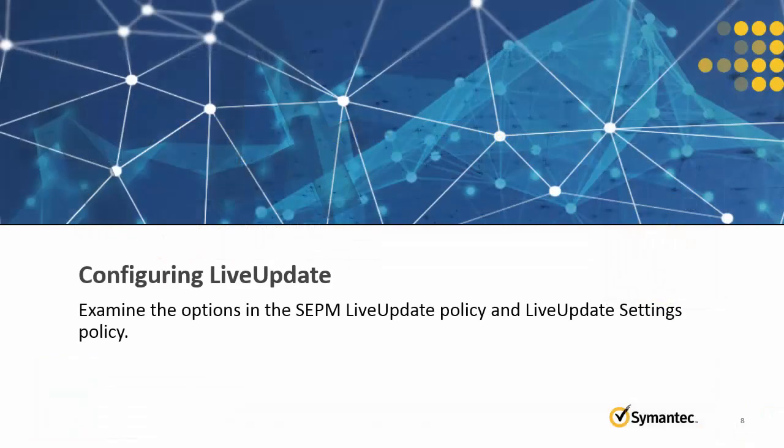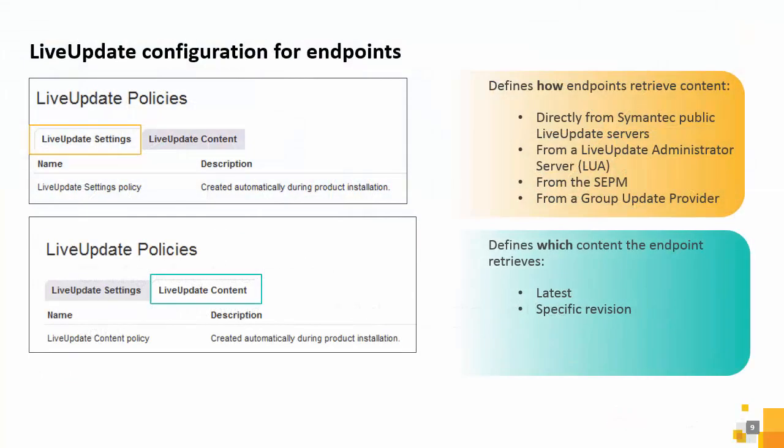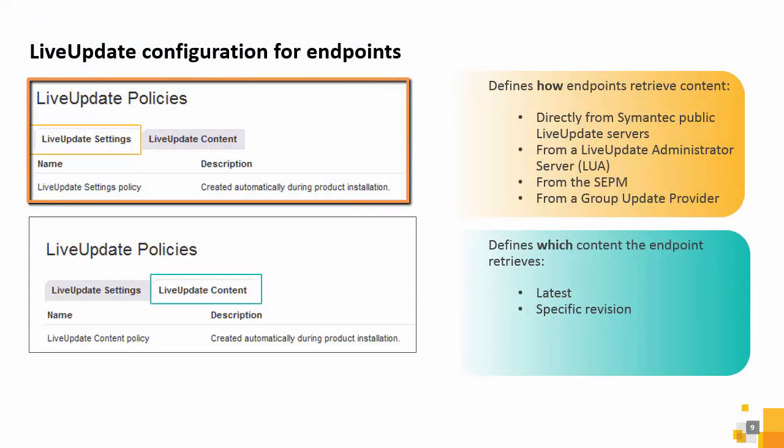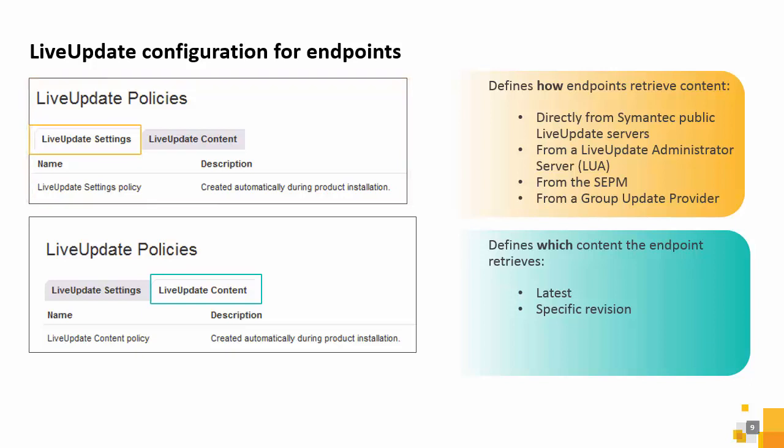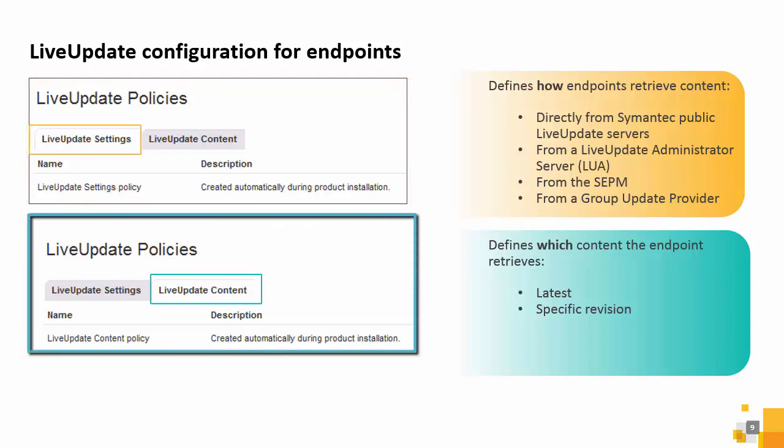This is the Configuring Live Update topic. The Live Update configuration is a two-part process. You define how content is delivered to the endpoint in the Live Update settings policy. In the Live Update content policy, you define the content that is delivered to the endpoint.